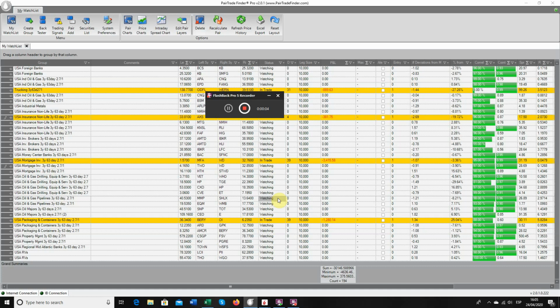In this short, sharp video, we're going to show you exactly how we create a group, backtest it, and find a high probability trade to trade with PairTrade Finder Pro. And then we're going to do a live trade straight into Interactive Brokers Trader Workstation so you can see how the semi-auto trading function works and you can watch that happen live.